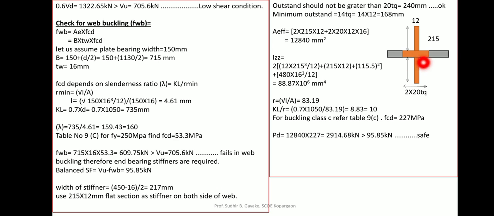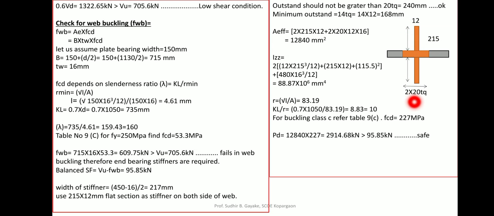So this core section is going to be 20 times tw on both sides, so 2 times 20 tw. The outstand should not be greater than 20 tw. So the 20 tw value, if 12 mm is the thickness, is 240, and the minimum outstand is 14 tw, 14 into 12, 168. So our value should be between 168 and 240, and we are adopting exactly 215, therefore it is okay.